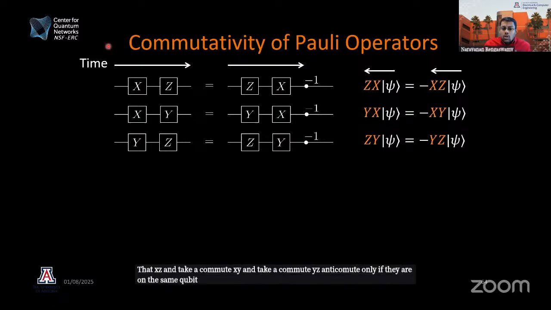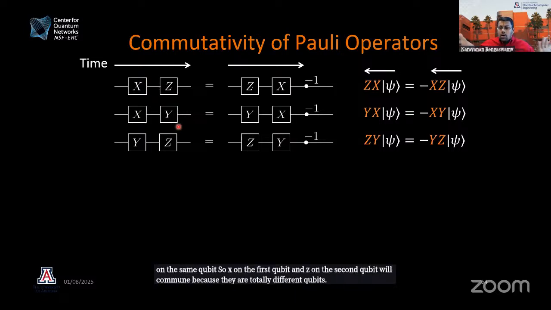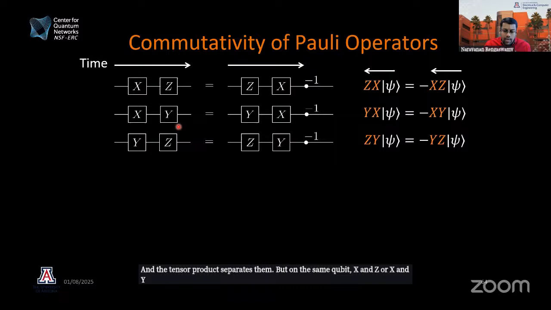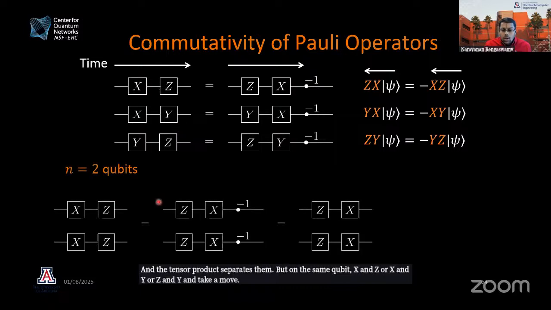So X on the first qubit and Z on the second qubit will commute because they are totally different qubits, and the tensor product separates them. But on the same qubit, X and Z, or X and Y, or Z and Y anti-commute. So now let's go to 2 qubits.